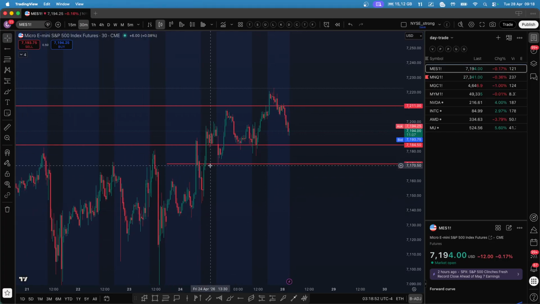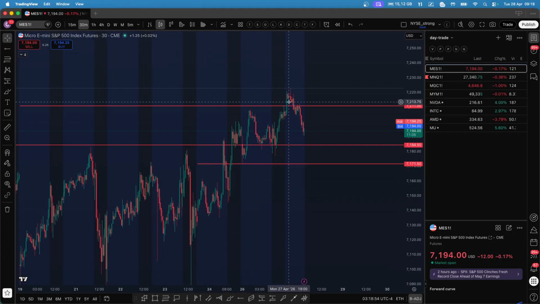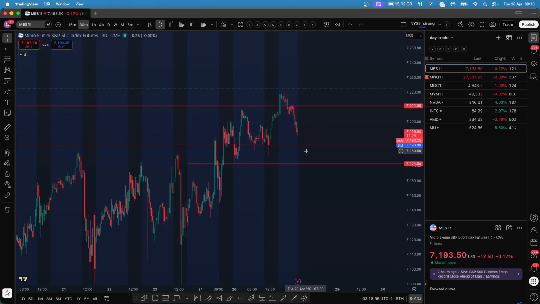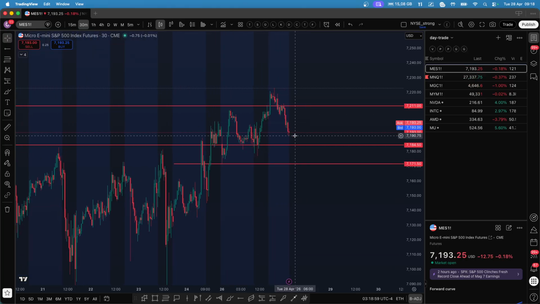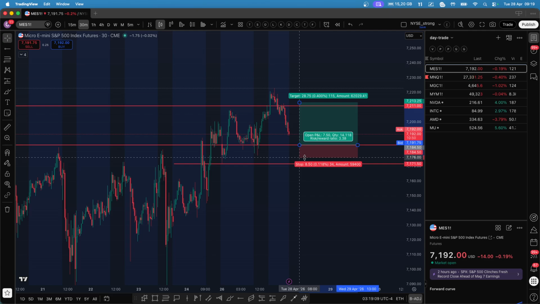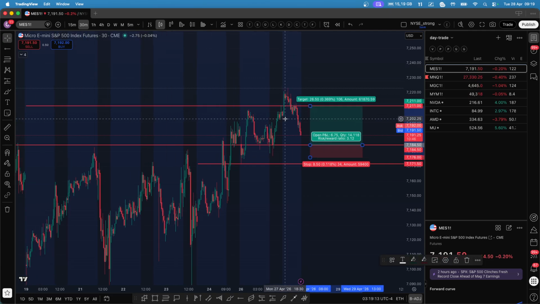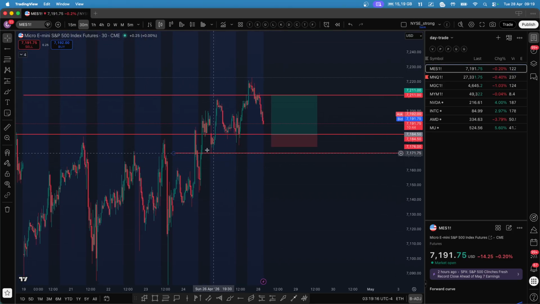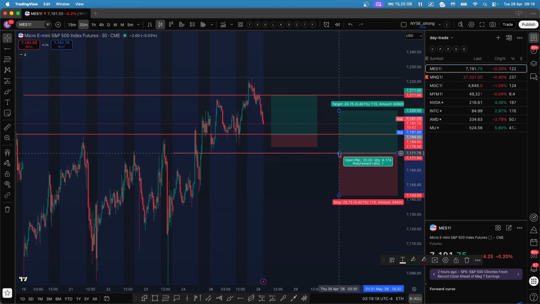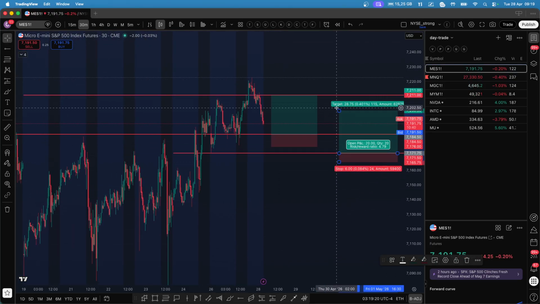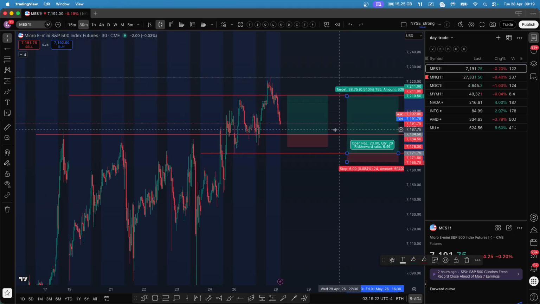If you see, the trend is still up. We are making higher highs, higher lows. So in case we hold this support, which is 7184, then it could be a long play here, keeping a small stop around this level for the target of this previous day high, or this level, for the target of previous day high.